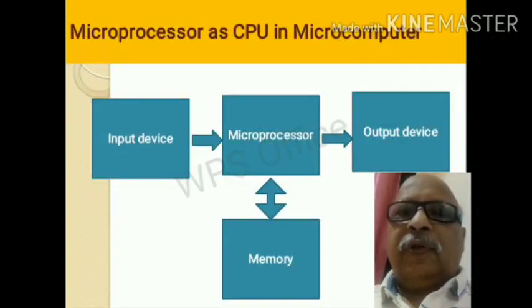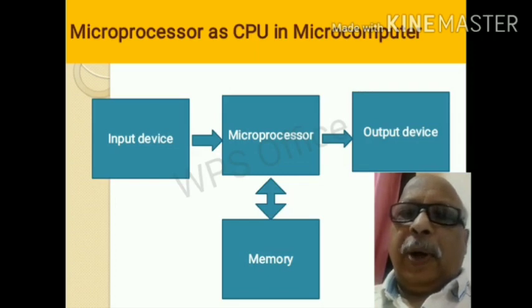So microprocessor will work as a CPU. So instead of CPU, we connect the microprocessor so that it becomes the computer. So this figure shows the microprocessor. To the microprocessor we have connected input devices, and also we have connected the output devices and the memory. So this becomes the computer. So microprocessor is nothing but the heart of microcomputer.